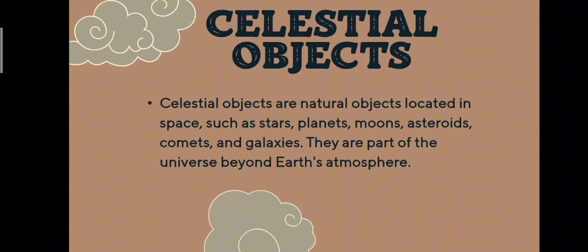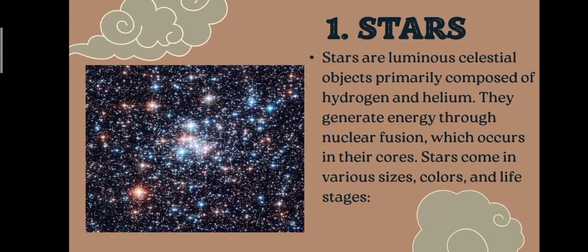Here are some of the celestial objects that can be found in space. Number 1, the stars. Stars are luminous celestial objects, primarily composed of hydrogen and helium. As we have seen in the pictures, the star shines so brightly. That is why they are luminous celestial objects that can be found in space. They are made up of hydrogen and helium, and they generate energy through nuclear fusion.